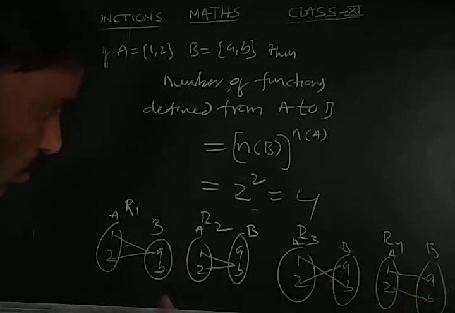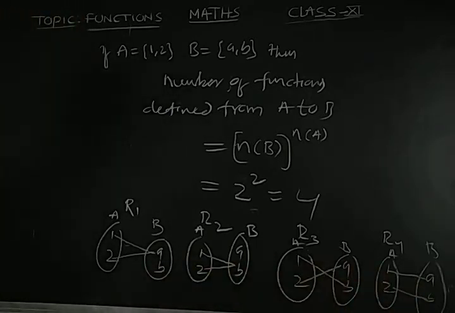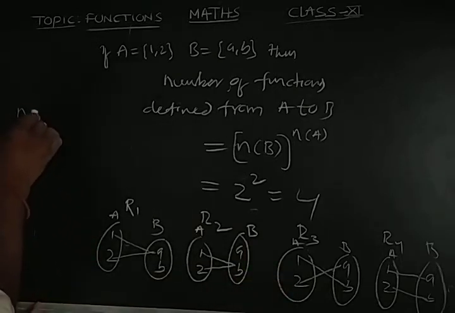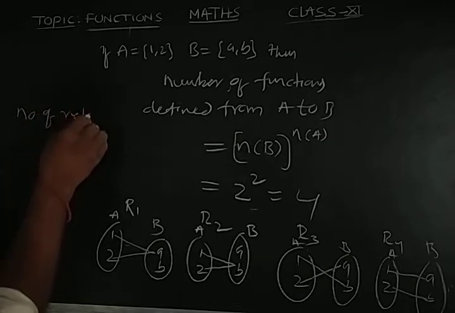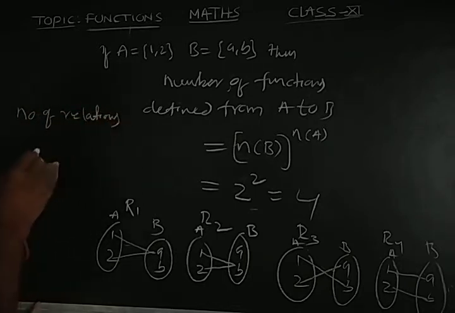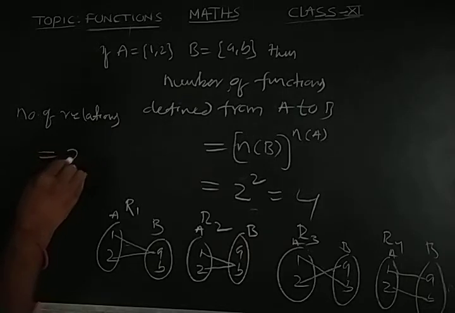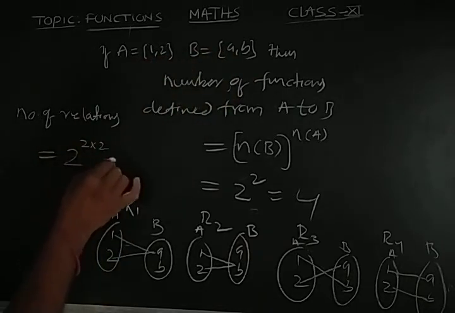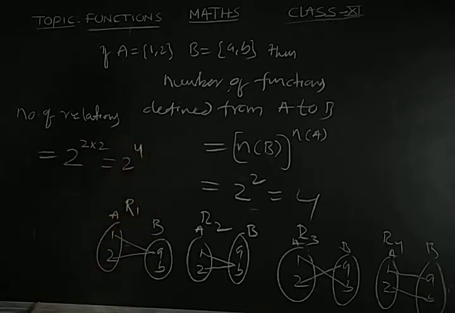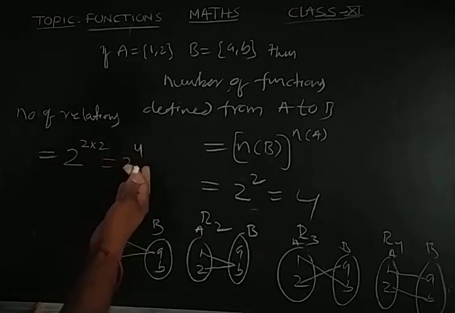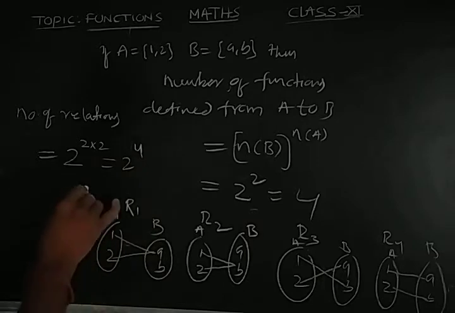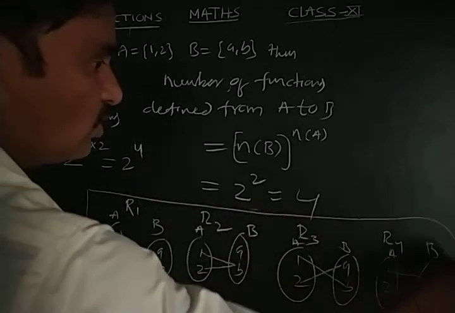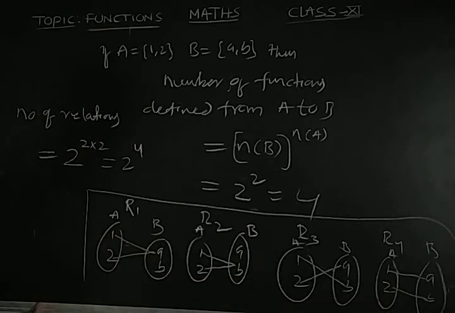So this is also a function. Only these 4 relations are possible which are functions. Actual number of relations, how many are possible? To find the number of relations, it is 2 power order of A into order of B, that is 2 power 2 into 2, 2 power 4. 2 power 4 means 16 relations are possible. Among the 16 relations, only these 4 are functions, the remaining are relations.